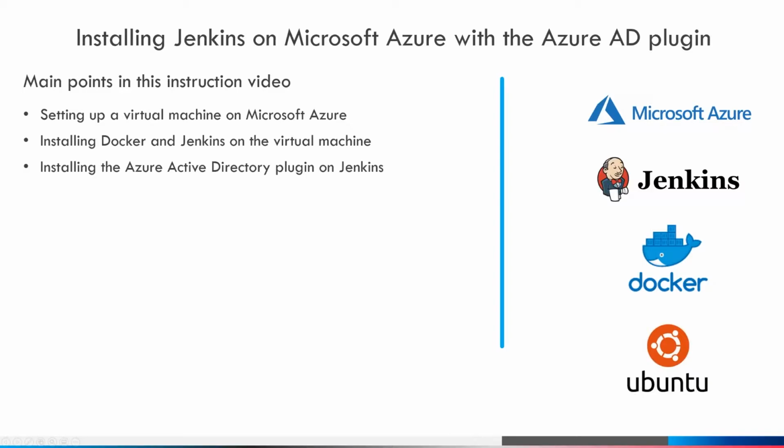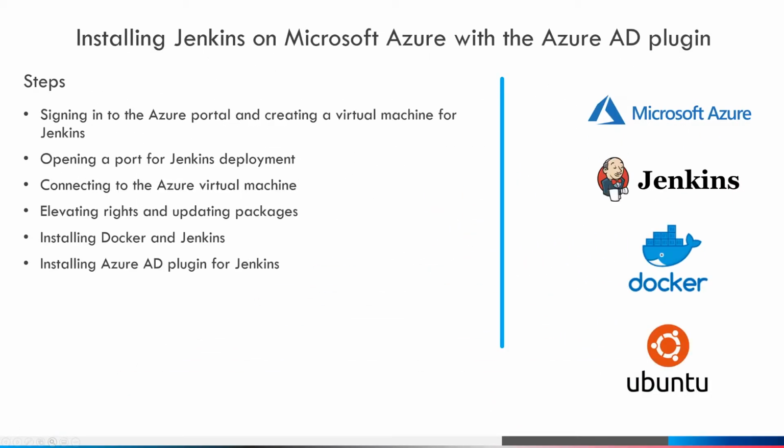To support our tutorial, we have divided this tutorial in three main parts. 1. Setting up a virtual machine on Microsoft Azure. 2. Installing Docker and Jenkins on the virtual machine. And 3. Installing the Azure Active Directory plugin on Jenkins.